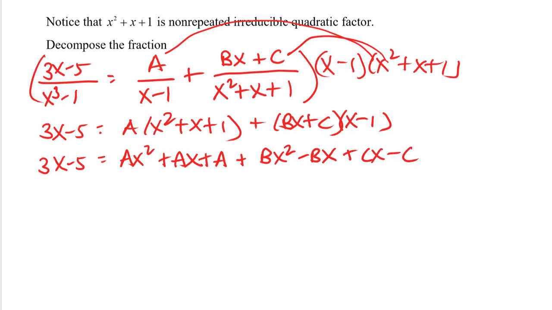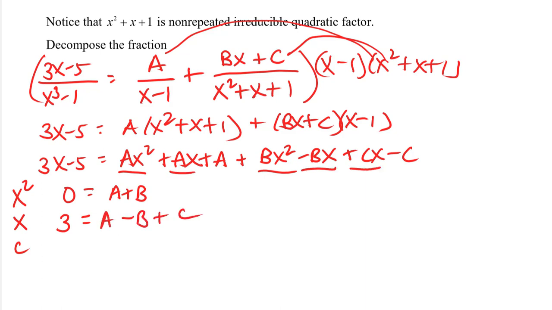Now that we've simplified, it's time to match up the degrees on both sides. Our highest degree is x squared, we have x, and we have a constant. On the left side, I have no x squared, so that will be 0, and that's going to be equal to a plus b. On the left, I have a 3x, so the coefficient is 3, and on the right, my coefficients in front of x are a minus b plus c, and finally my constant on the left is negative 5, and my constants on the right are a minus c.